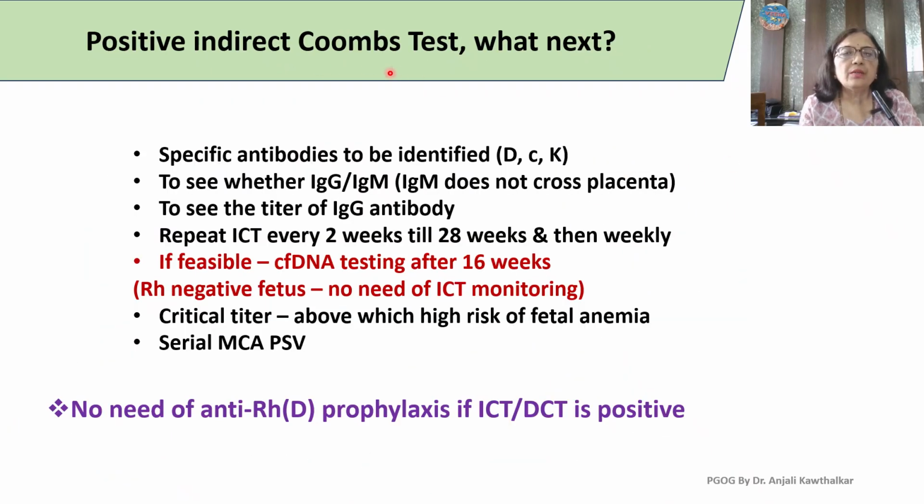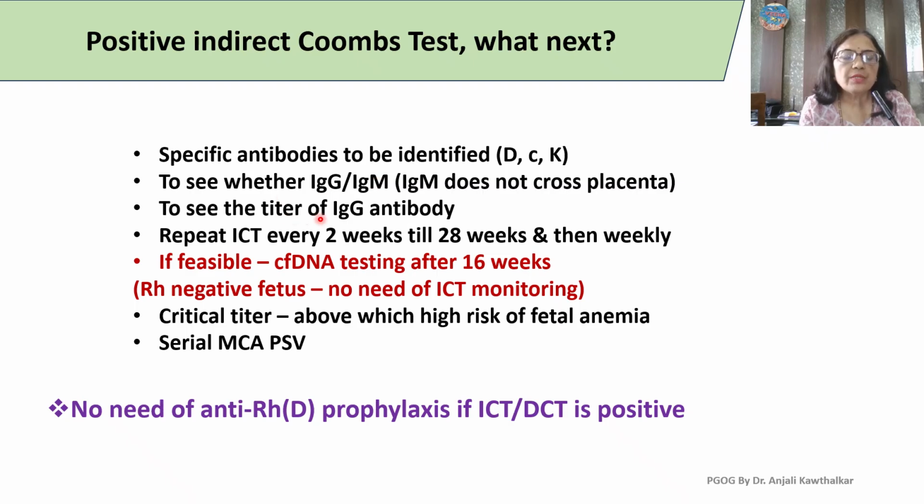Now, if the indirect Coombs test comes positive, what should be done? Specific antibodies are to be identified, whether it is because of D, small c, or K, to see whether IgG or IgM type of antibody is present. If IgM is present, it does not cross the placenta, so there is no adverse effect on the fetus. If it is IgG, there is a risk of hemolytic disease of fetus and newborn.